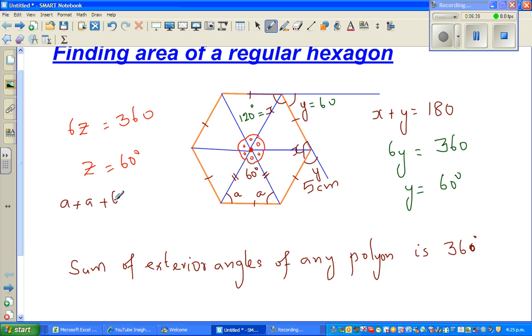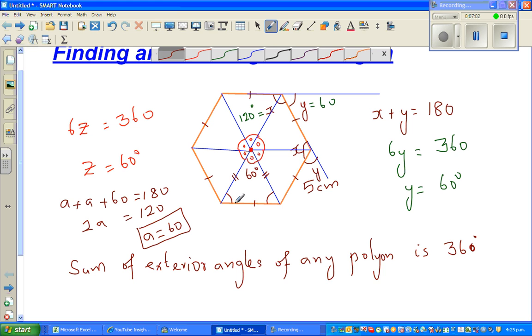So I can say that A plus A plus 60 is equal to 180. Does it make sense? The three angles of a triangle add to 180. So 2A is equal to 120, so A is equal to 60. So if A is 60, this has become an equilateral triangle. This is 60, this is 60, and this is 60. Now we are interested in finding the area of one triangle, and if I multiply that by 6, I get the area of the hexagon. That's my idea. That's what is going to happen now.